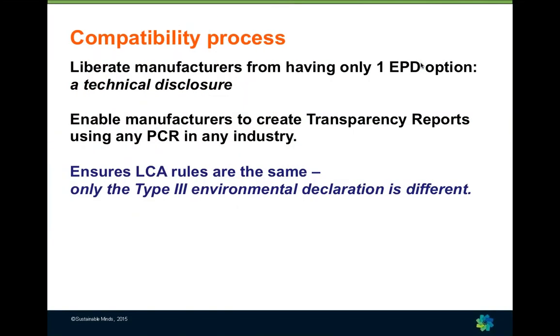So today, we're talking about our compatibility process, making transparency reports that are compatible with any existing PCR. We kind of like this idea of liberating manufacturers from having only one choice, which is a traditional technical disclosure. If manufacturers are going to embrace product transparency and improve the quality of their products, then product transparency has to do more heavy lifting for those manufacturers. And so the ability to use it to market and sell is very powerful.